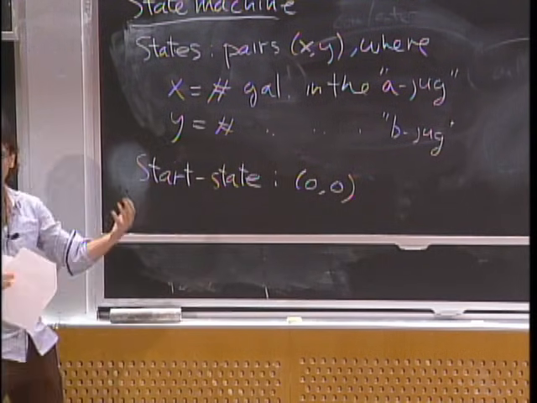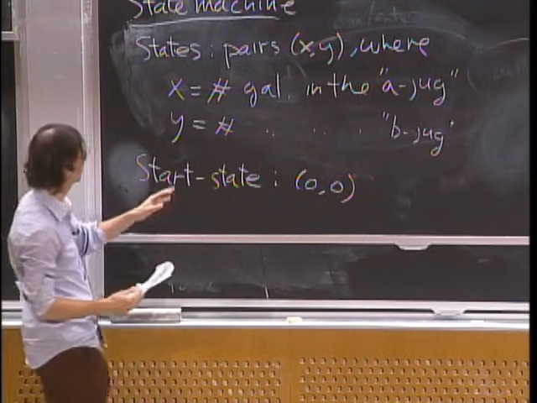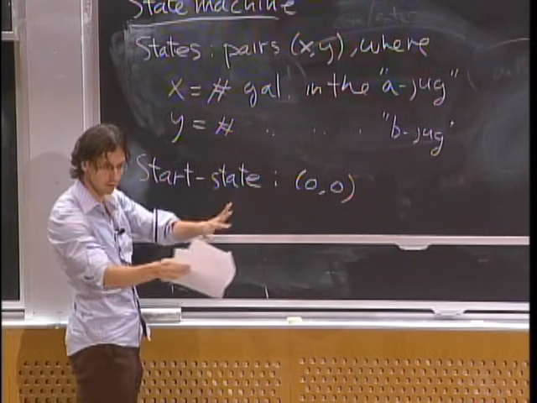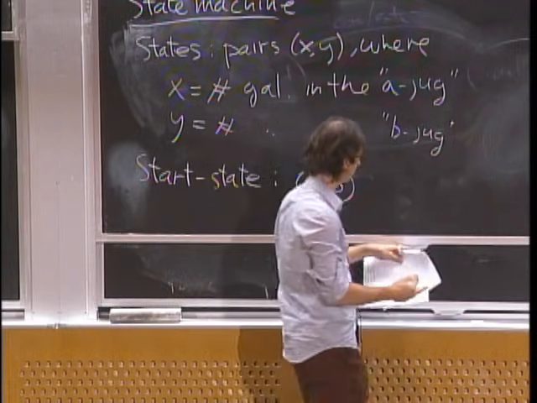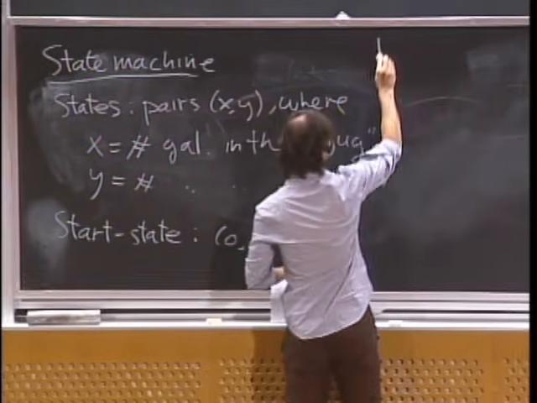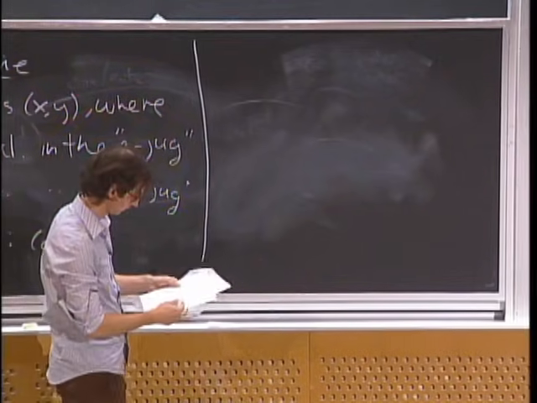So now we start to build up some mathematics here, right? So we express the state of this whole situation by a pair of numbers. Now we need to find out what we can do with it. So what are the transitions?